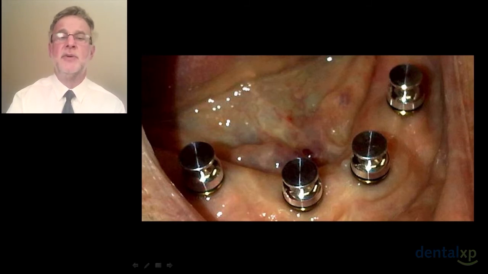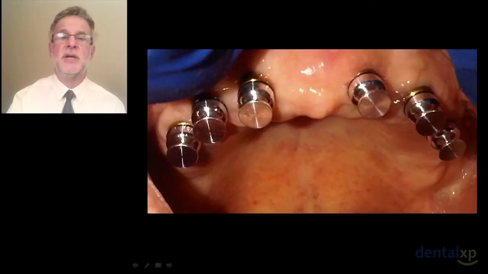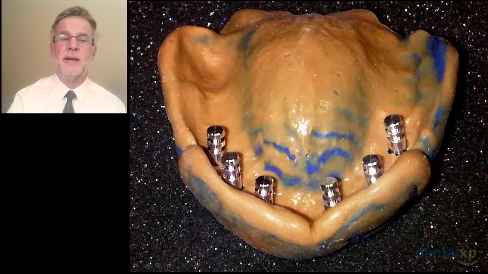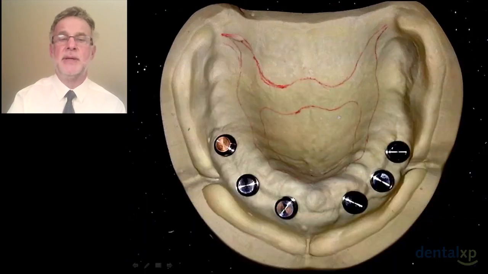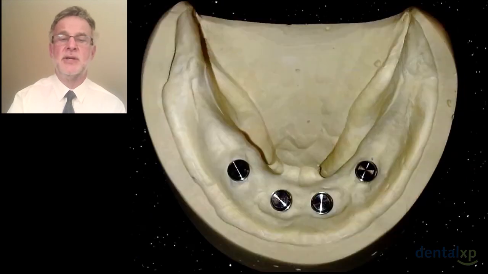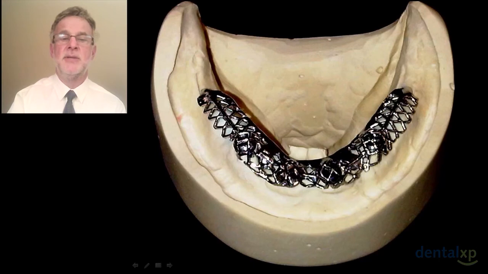So then they're doing impressions, as you can see. I'll go through this quickly. Impression is removed, analogs are seated, and now the impressions will be poured up. Interesting palatal design, which we don't have to discuss. It's not within the scope of this webinar, but you can see the master models.